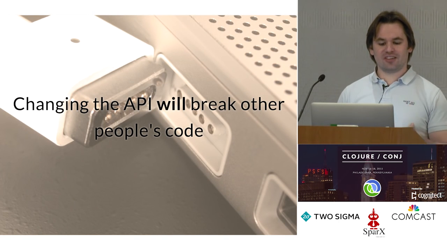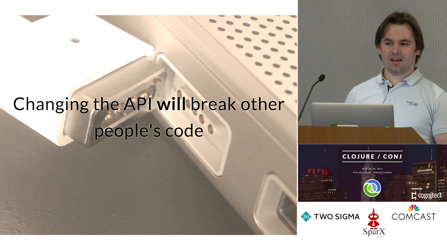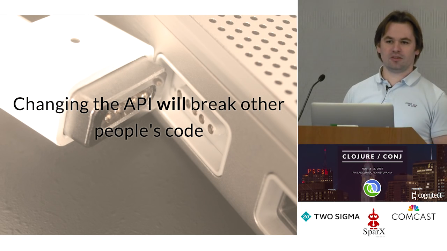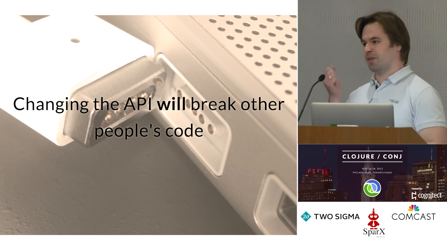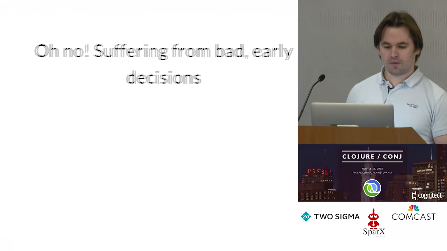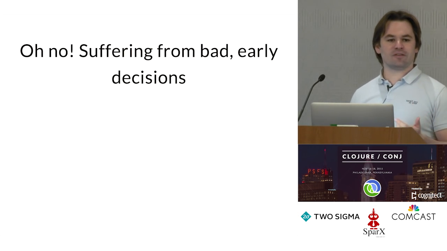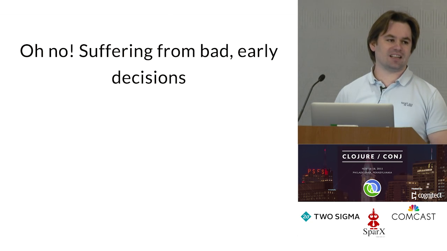So changing the API actually will break other people's code. In the background, you can see this Apple charging connector, which actually changed, and then people need to create some adapters to be able to use the old stuff with the new stuff and all this. And in the end, I find myself suffering from bad early decisions because I could not change the API anymore.